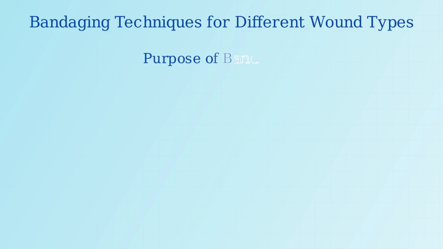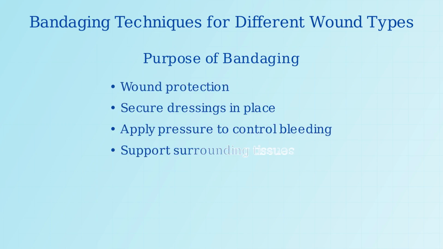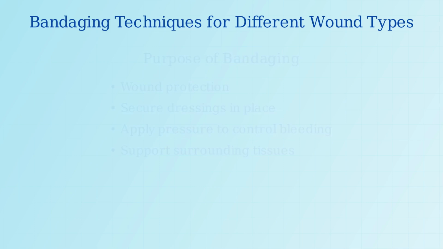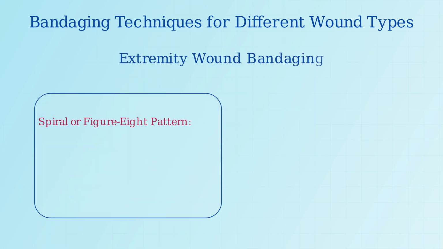Proper bandaging serves 4 key purposes in wound management. It provides protection for the wound, secures dressings in place, applies pressure when needed to control bleeding, and supports the surrounding tissues. For extremity wounds, there are 2 main bandaging patterns, spiral and figure 8.